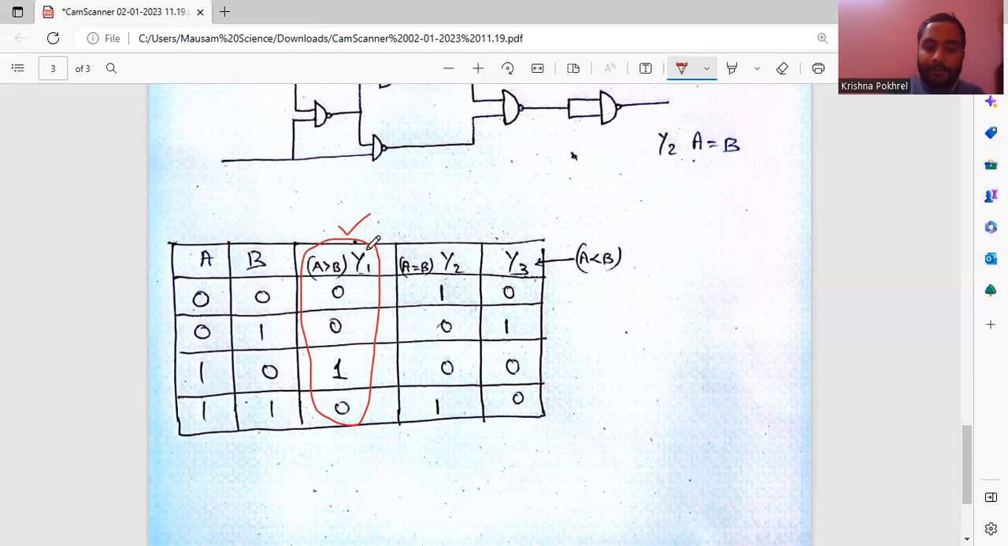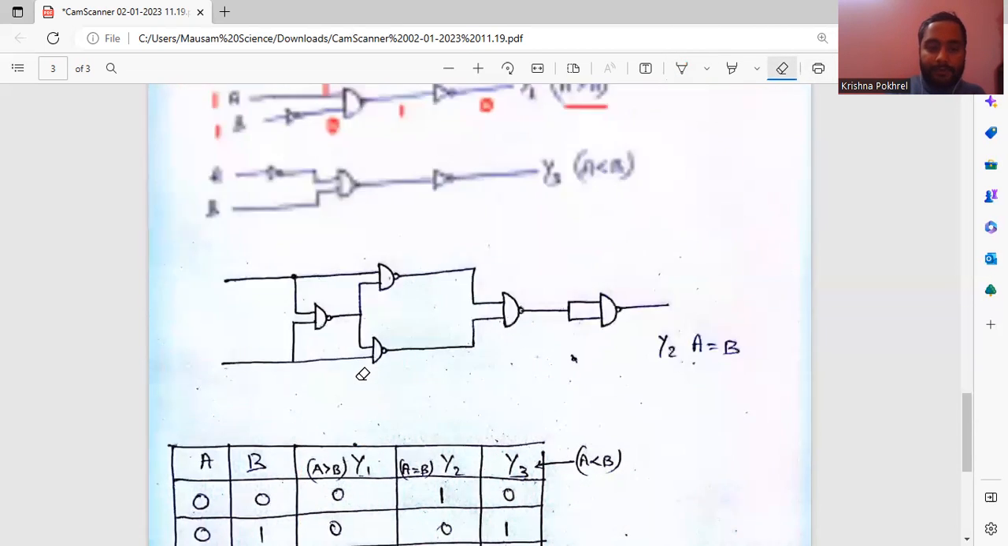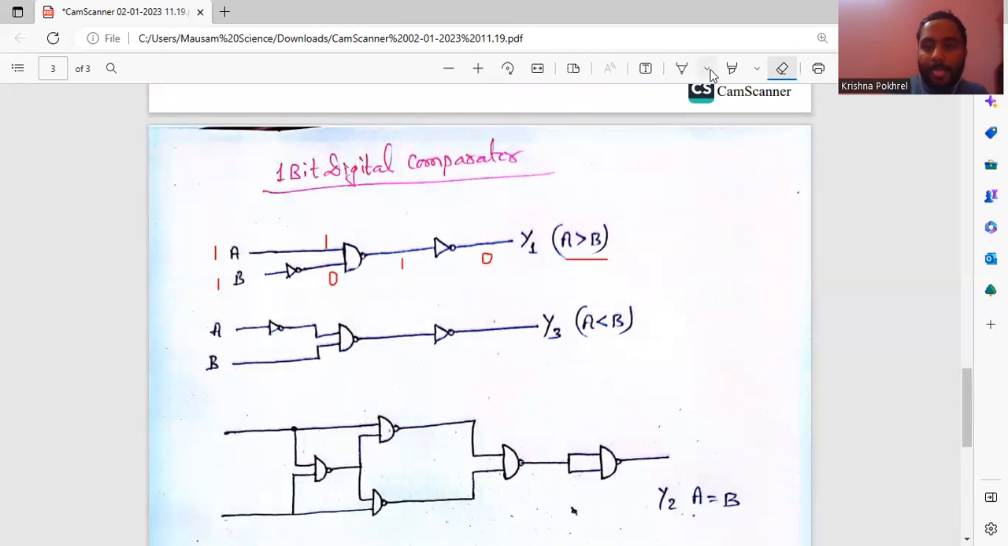A and B are equal, but this is the checking of A is greater than B, so this is false for this term. So only this one is correct, that is A is greater than B. A is 1 and B is 0. This is correct for this.